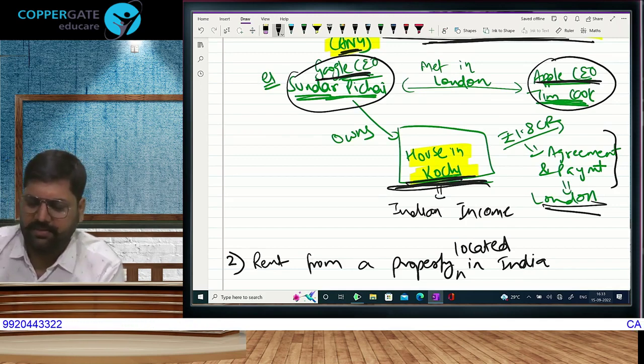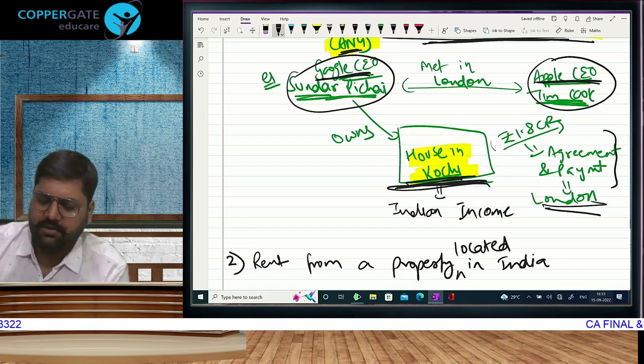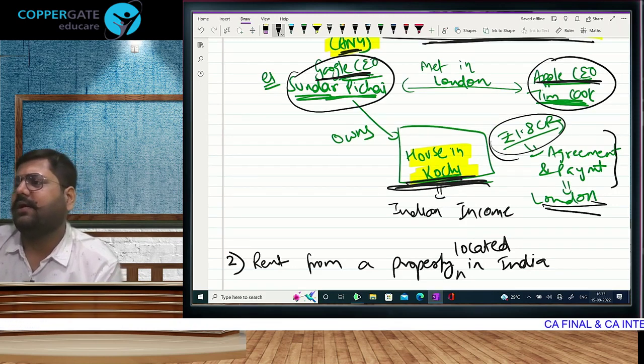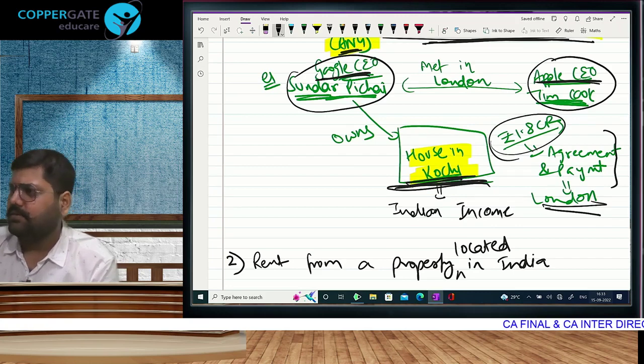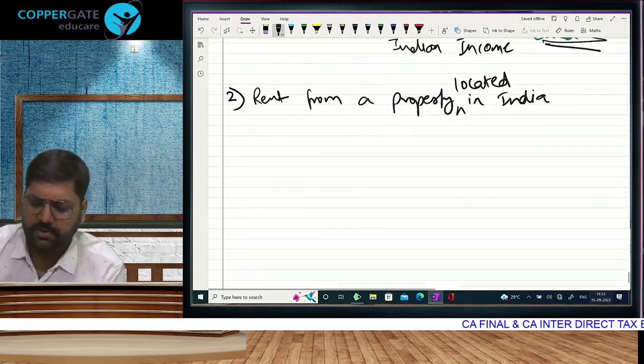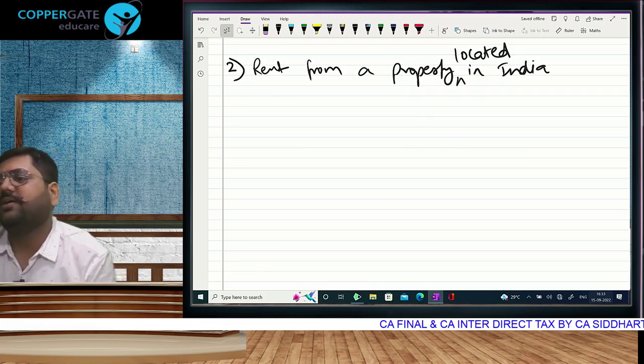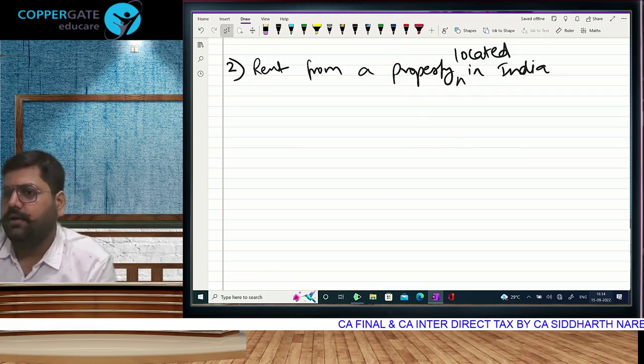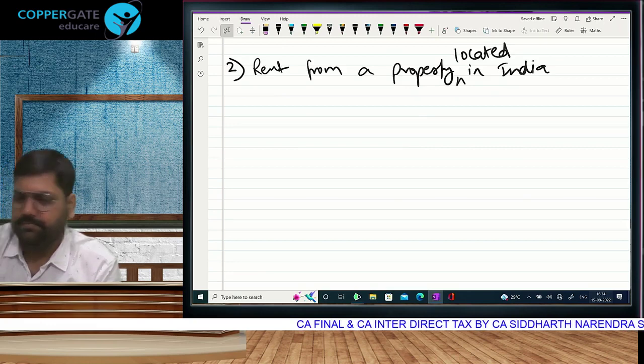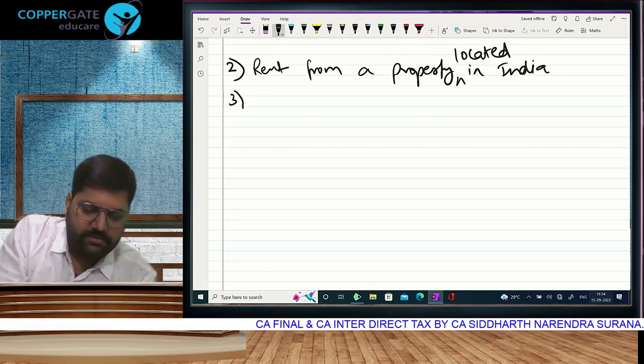You can take the same example. Instead of the selling price, you can make it 18 lakh rental value. That's it. Very easy to understand. Friend, if the property is located in India, the rent will always be treated as Indian income. No problem. Next.